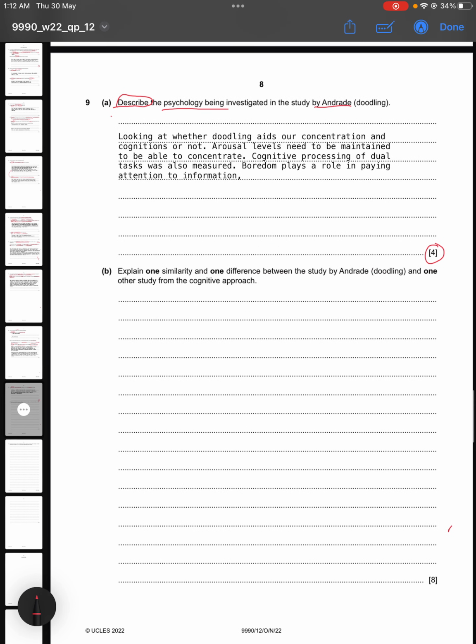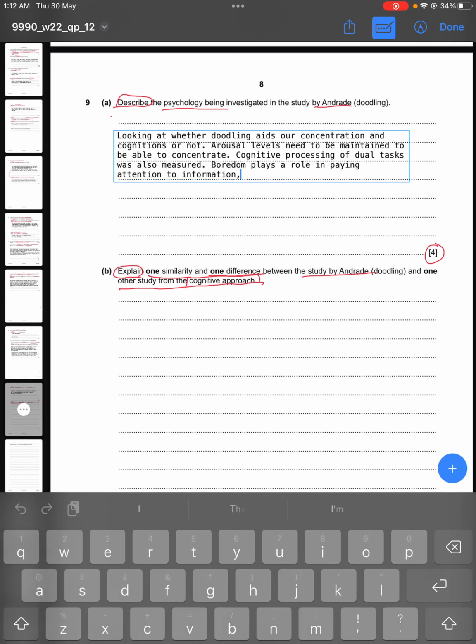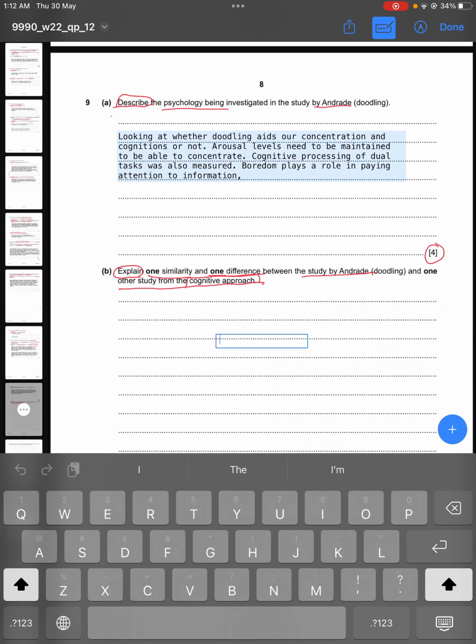And then part B says, explain one similarity and one difference between the study by Andrade and one other study from the cognitive approach. So we can use any study from the cognitive approach, for example, the study by Laney or the Baron-Cohen study. So over here we have to mention one similarity and one difference. Like 4 marks for similarity and 4 marks for difference.